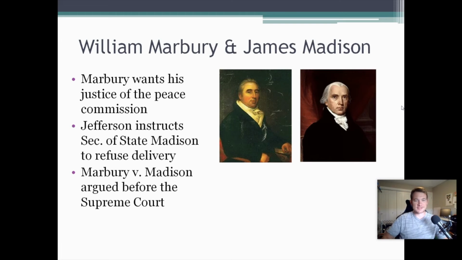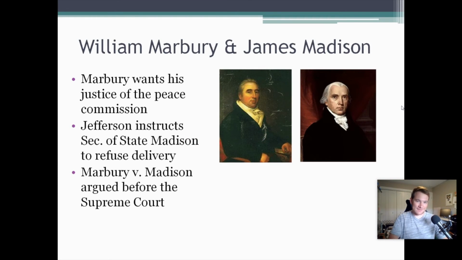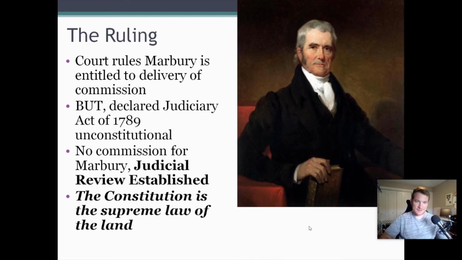He wants his commission. Interestingly, William Marbury filed for that case in 1801, but it was not heard until 1803. And the reason for that is because to get back at President John Adams and his Federalists and their midnight judges, Thomas Jefferson and the Democratic Republicans passed a bill which actually canceled the entire 1802 Supreme Court session. So Marbury files to have his case heard by the Supreme Court in 1801. It's not heard until 1803. So what happens? The case is heard in 1803 in front of the U.S. Supreme Court, and the aforementioned Chief Justice of the Supreme Court, the former Secretary of State, John Marshall.